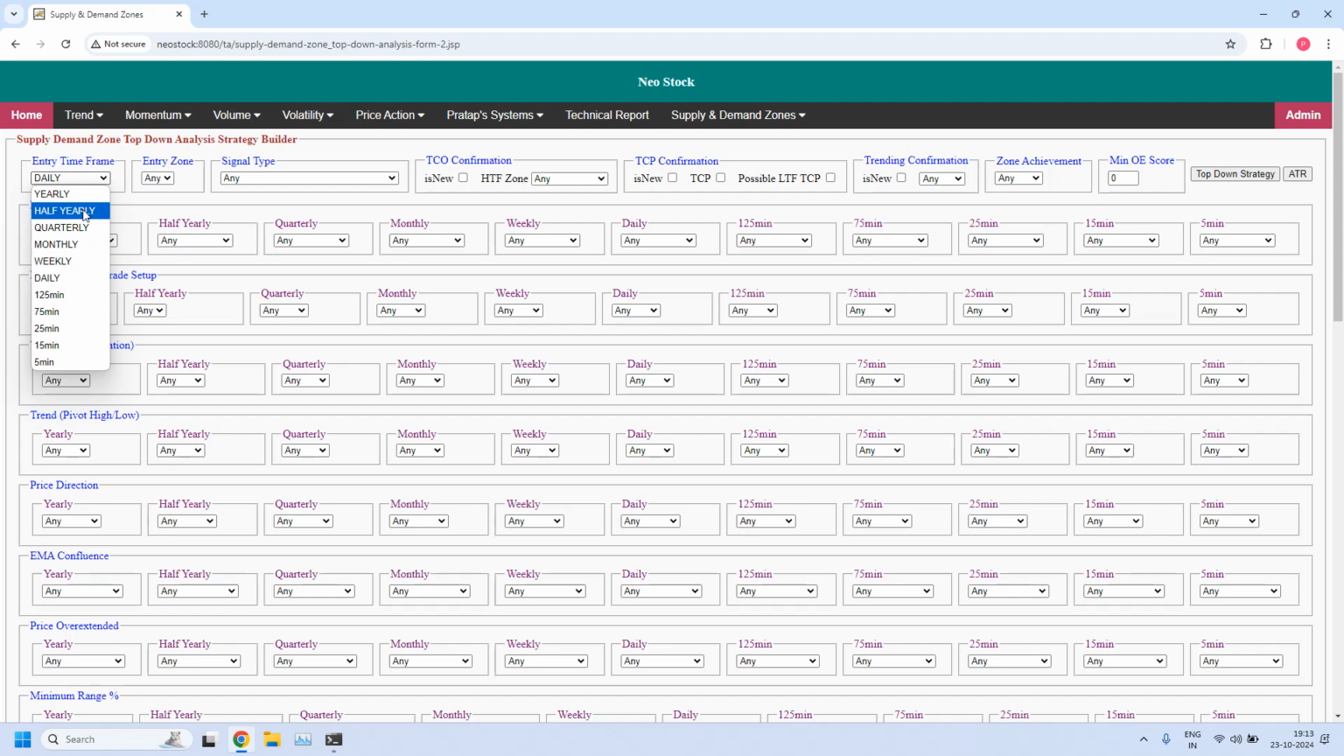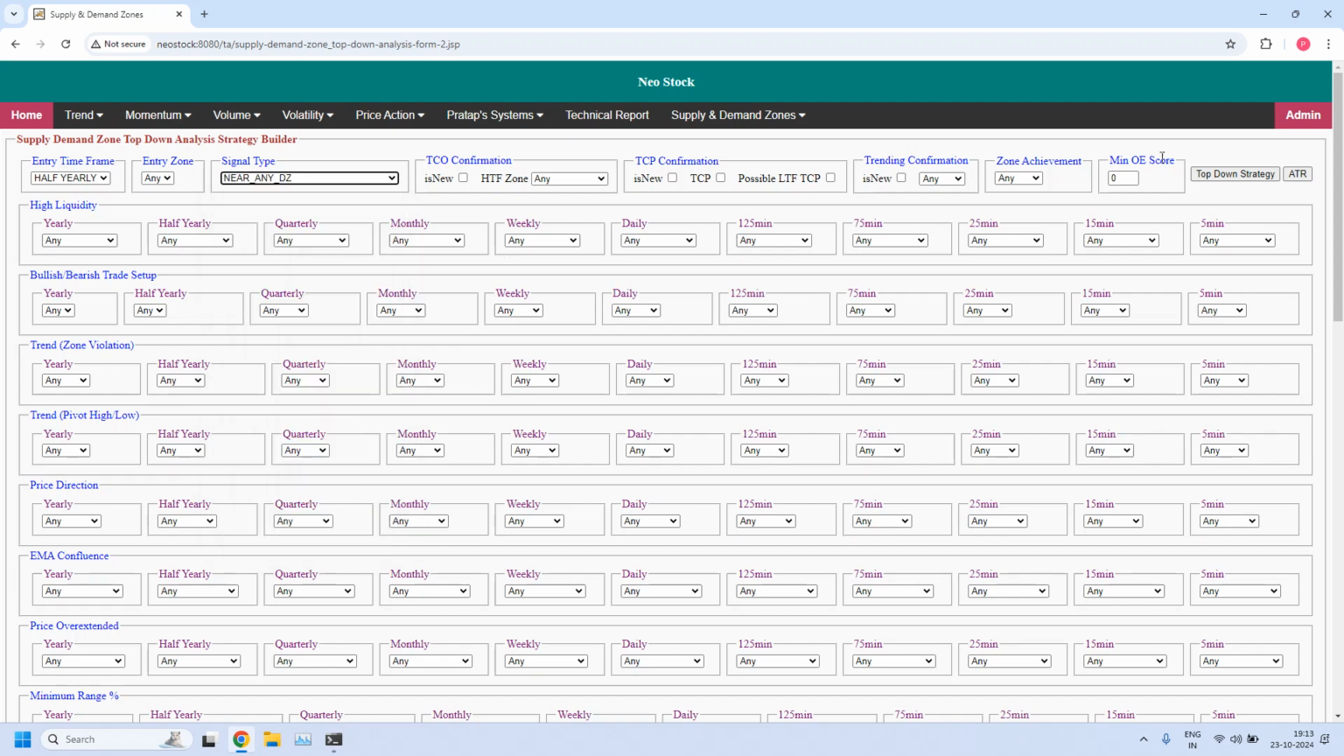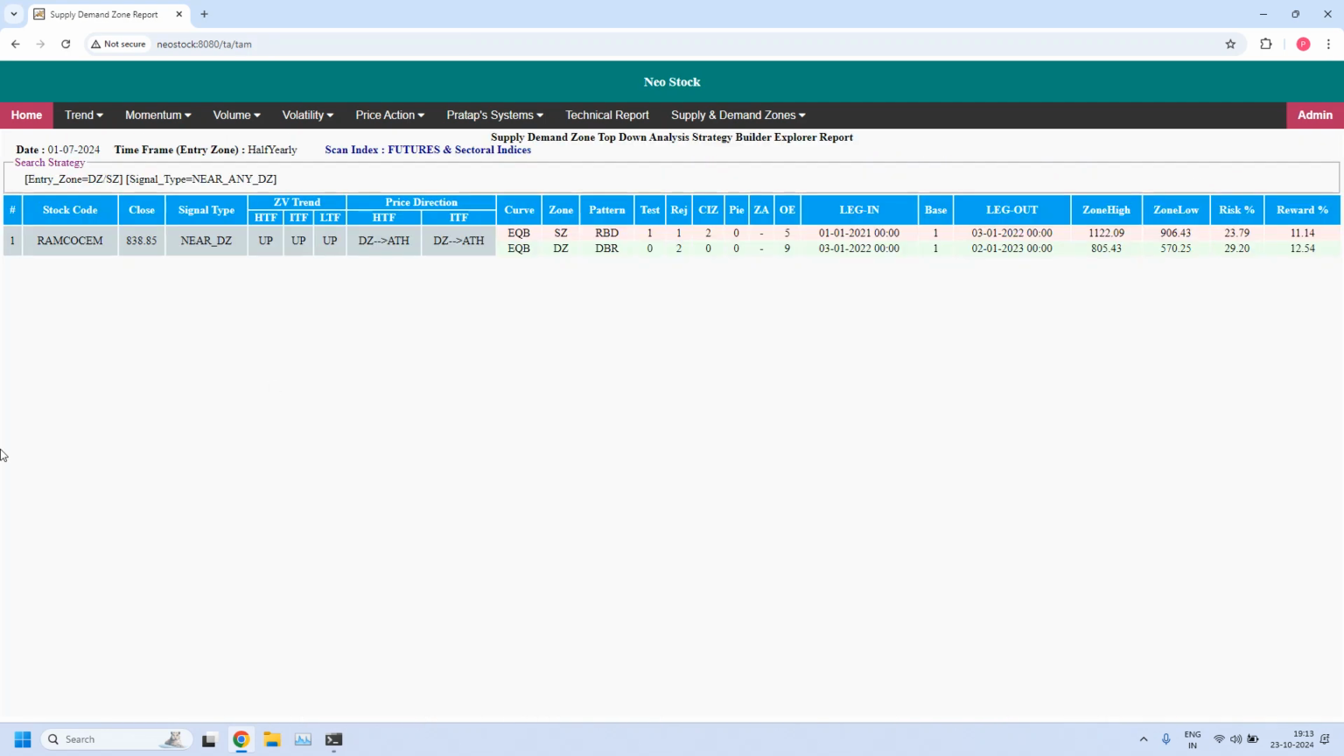Okay, first I'm selecting the time frame as half yearly. Let us find the stocks near half yearly demand zone. Only one stock is filtered near to the half yearly demand zone.